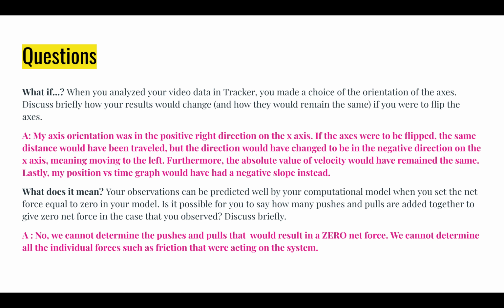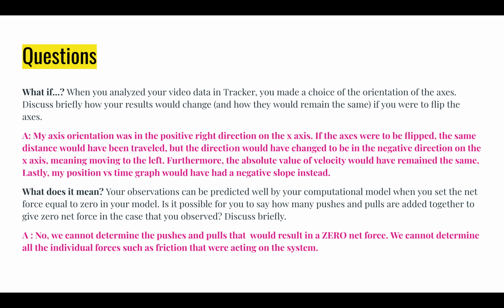If the axes were to be flipped, the numerical velocity, or in other words, the absolute value of the velocity, would be the same. The same distance would have been traveled, but the velocity vector would be different because the direction of the object would have been flipped to be in the negative x direction, meaning moving to the left instead of in the positive x direction that the object was traveling in for this lab. Lastly, my position versus time graph would have also had a negative slope.